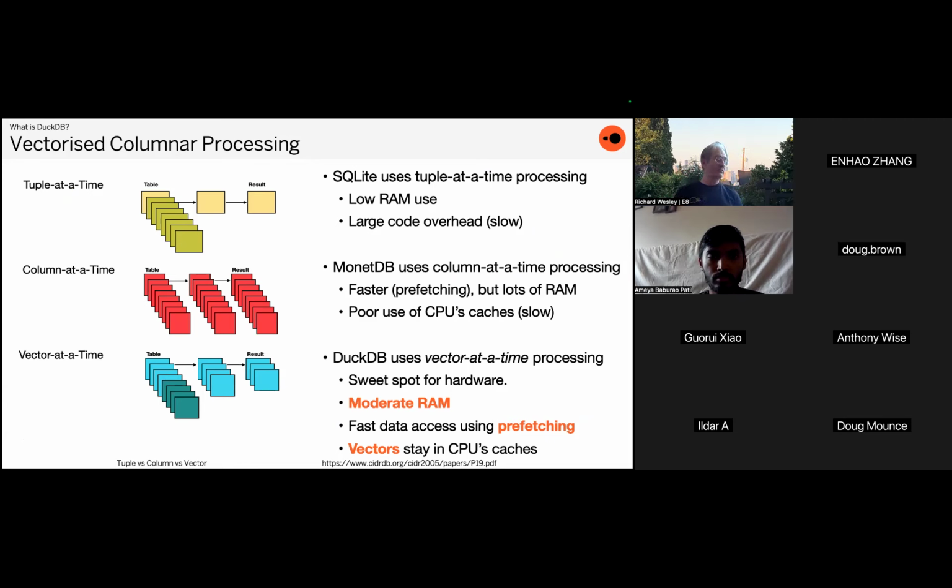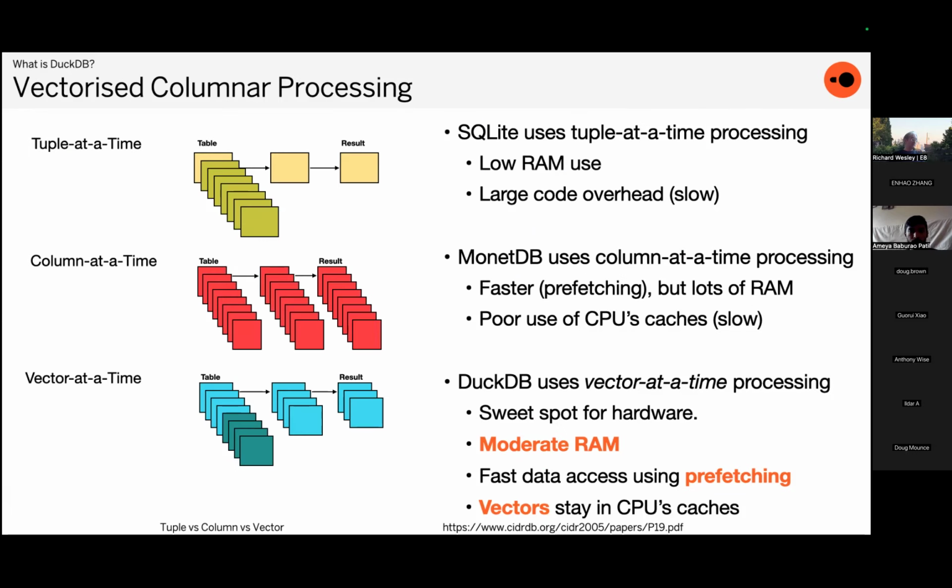At the other extreme, you have column at a time processing, and a good example of this is Monet. And this is great because you've got all the prefetching as you scan down each column, but stuff winds up getting kicked out of the caches. This is also a problem with tools like pandas, which are also basically column at a time processors.